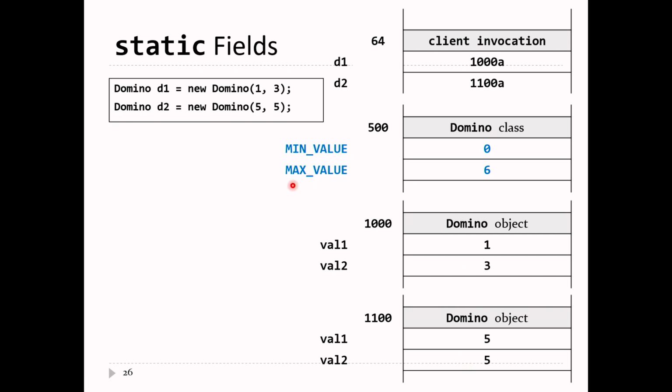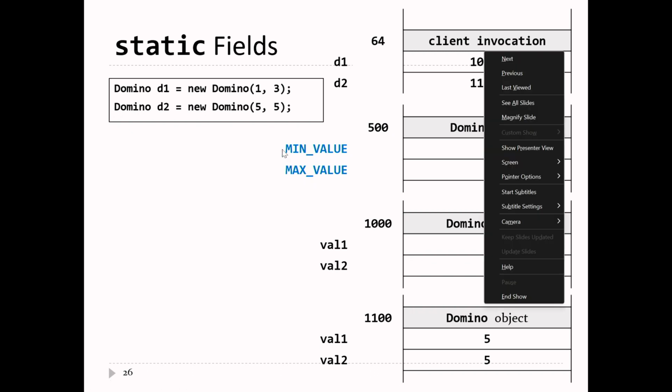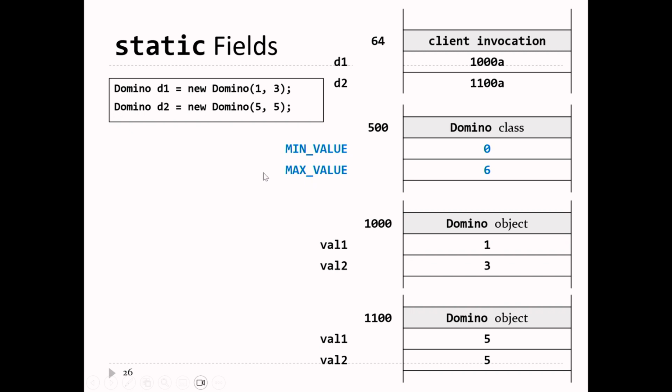Right? I guess I should have shown value 1 and value 2 in the class. Anyway, when you copy the class, you don't copy the static fields. Right? The static fields stay with the class. Right? So that domino object and that domino object, they don't have their own fields of min value and max value. Right? The static fields belong to the class. Right? The non-static fields belong to the objects.